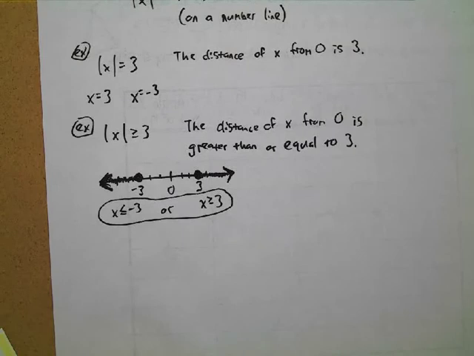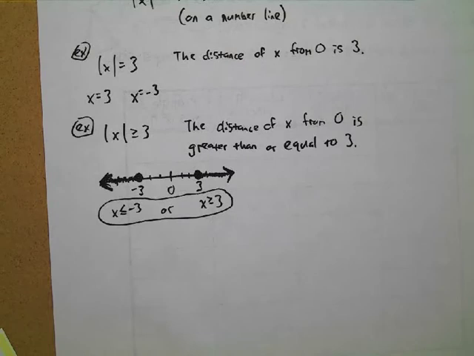Well, we have it isolated too, right? One of them stays exactly the same, right? x greater than or equal to 3. And then what about this other one? Positive 3 becomes negative 3. But what else changed? This sign. The inequality symbol changed from greater than or equal to, to less than or equal to. This is going to happen in general.